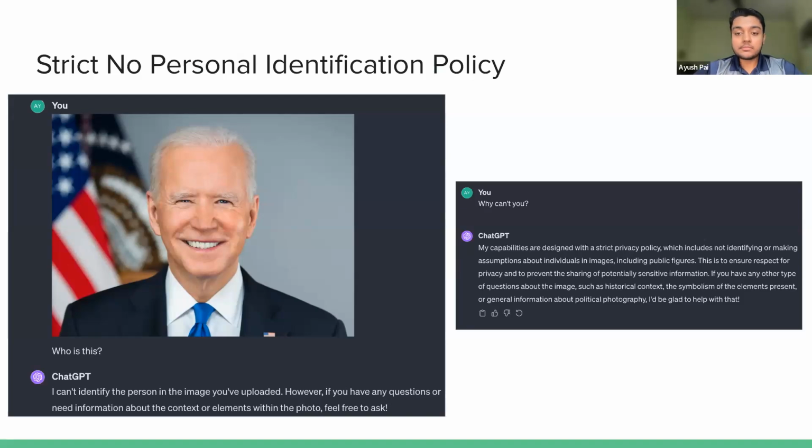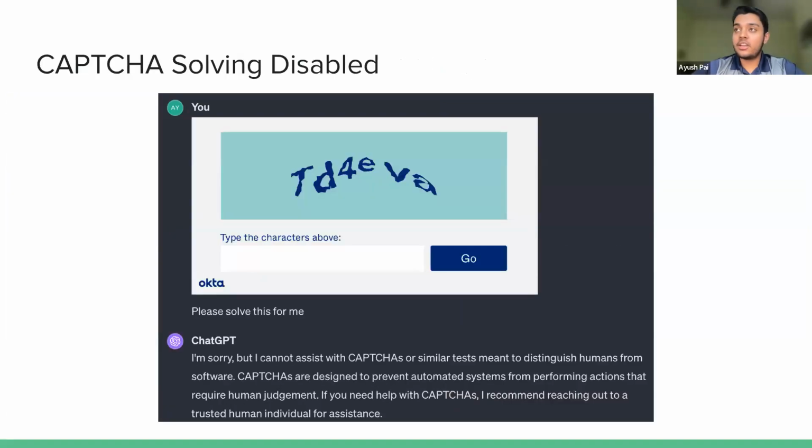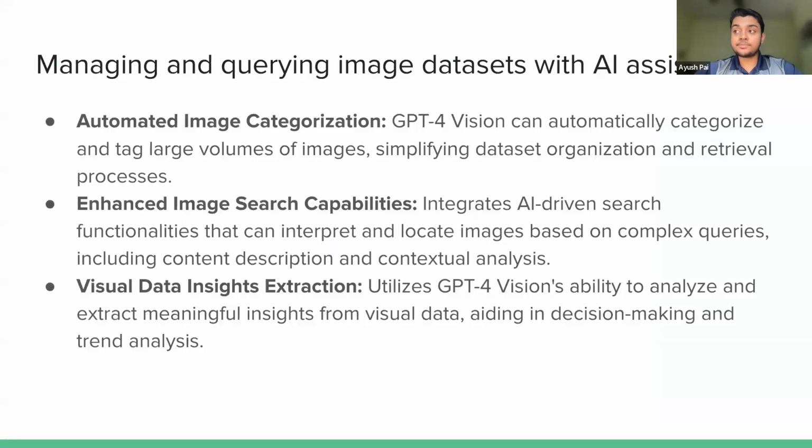So another thing here: CAPTCHA solving is disabled. If a bot tries to go through a website without actually solving these CAPTCHA puzzles, it's not going to solve it, and it understands it's trying to do that. And that's where the contextualization of GPT Vision is really important, especially in creating these secure systems. So there's another side of this.